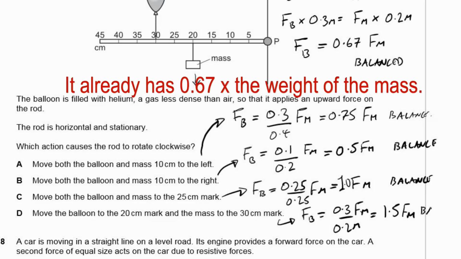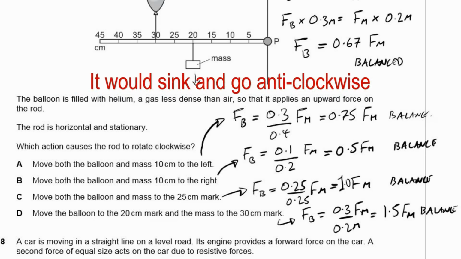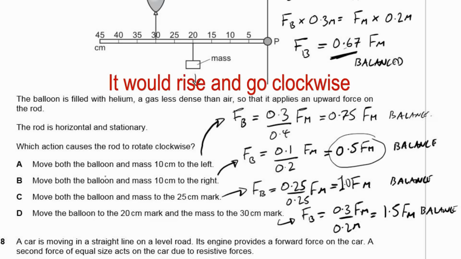So for it to balance at each of these points, for the first one, the balloon would have to produce a force equal to 0.75 times the weight of the force, sorry, from the mass. Okay, so that means we'd need a bigger balloon. So it's not going to produce an upward force, it's going to sink down. The second one, we only need it to produce 0.5 times the force of the mass. We already know it's producing 0.67. There we are, so this would work.